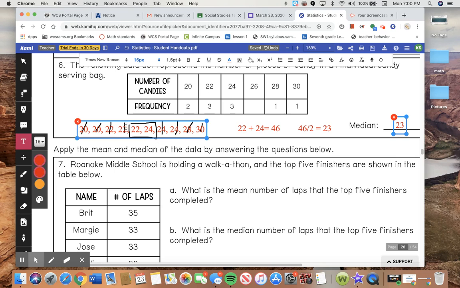But just looking at this, looking at the numbers 22 and 24, think what number is going to be in the middle of that. 23. So you could just do that without having to do this.